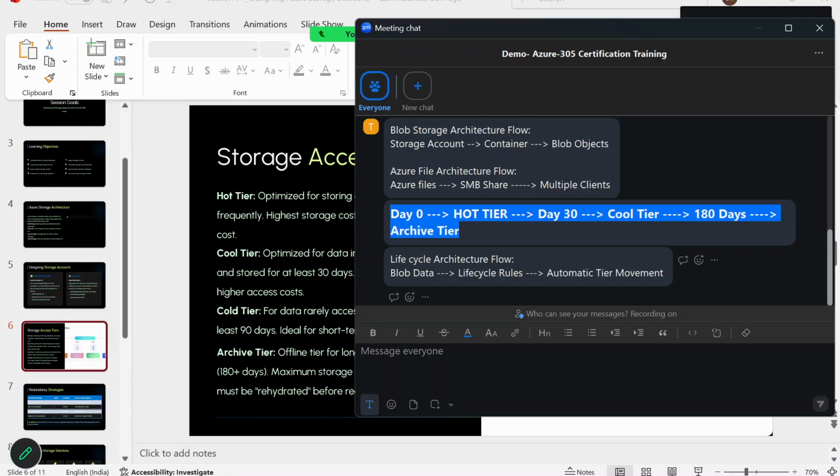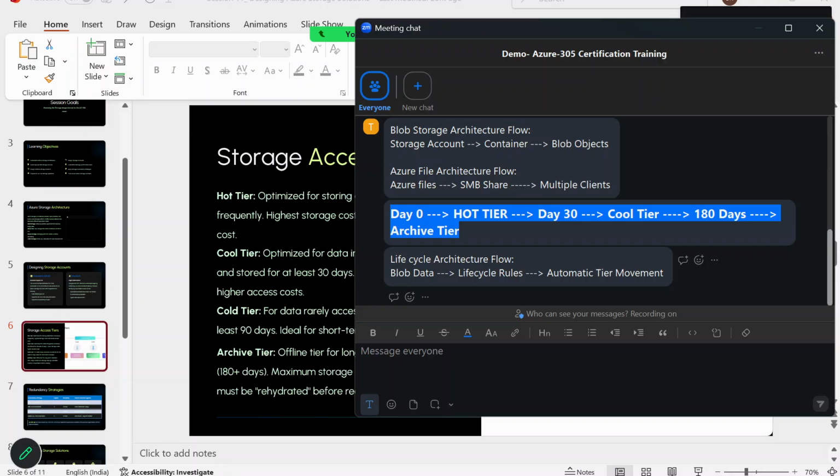Okay, so now what are the common mistakes? Common mistakes: keeping all the data in hot tier, no lifecycle policy, no versioning, no soft delete, excessive public access, and poor retention planning.